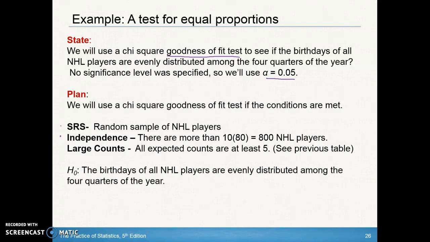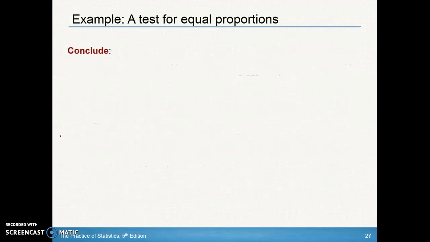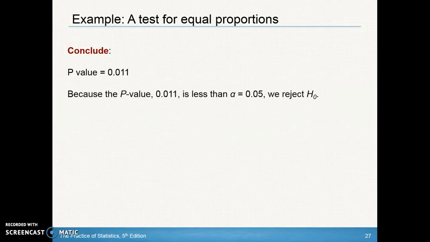Now that we've done that, we can move on to the null and alternative. Notice the null is that the birthdays of all NHL hockey players are evenly distributed, or the distribution is what it should be for NHL hockey players, as long as your wording says something like that. The alternative is that it's not evenly distributed, or that at least one of the categories is different. So I would just stick to the distributions are the same, and then for the alternative, the distributions are not the same.